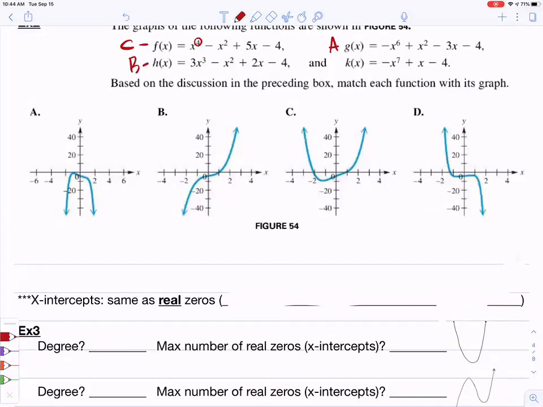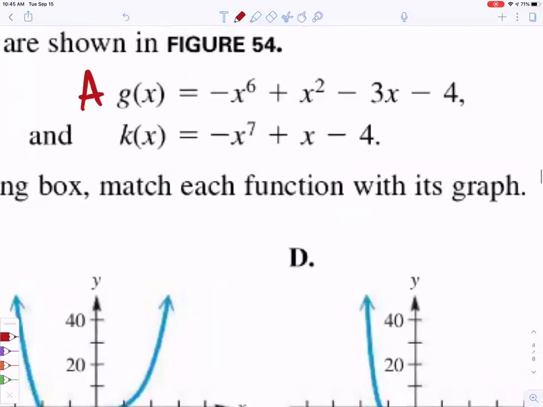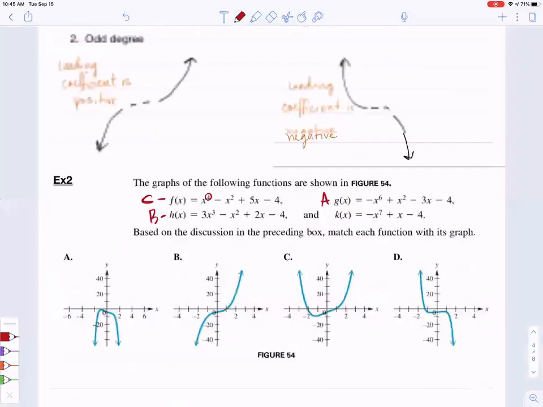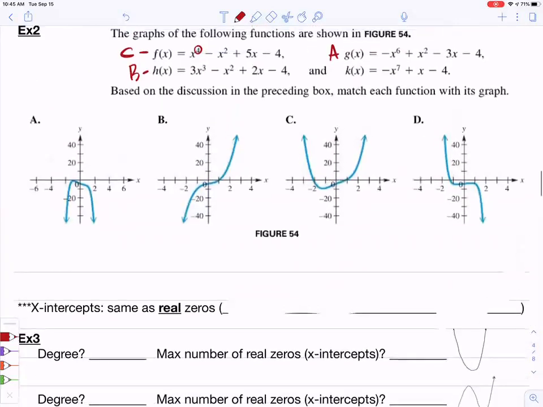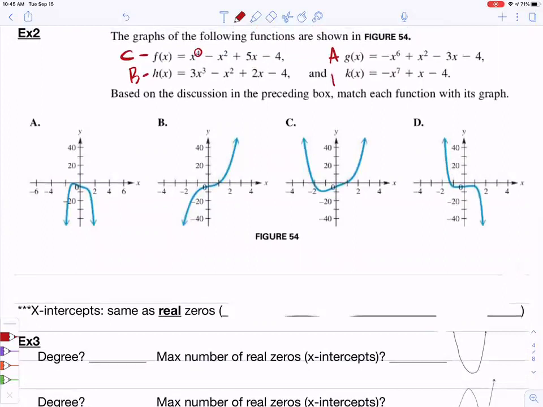Okay, Blake, you're up. Well, a process of elimination says that K is gonna be D. Spoiler alert. Blake, what is my degree? 7. And what is my leading coefficient? -1. Okay, and so which of these 4 choices does it have to be then, Blake? Bottom right. So which one is that? Yeah. Okay. So I don't need a calculator to figure out which one goes with which.